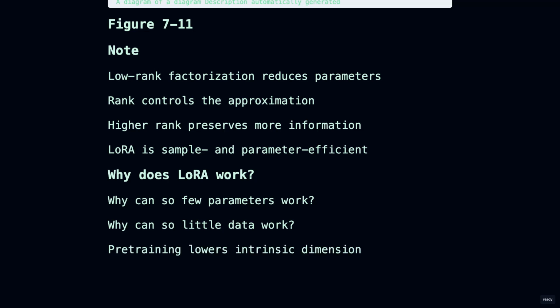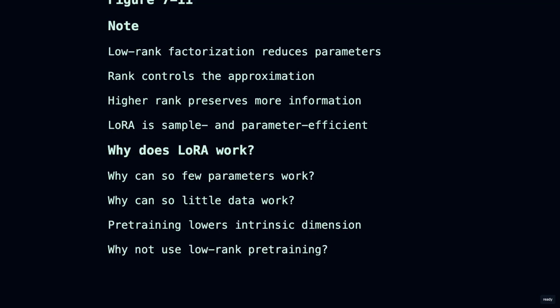One explanation is intrinsic dimension. The idea is that pre-training pushes the model into a compact representation, so downstream tasks can be learned with far fewer degrees of freedom. That leads to a follow-up question. If low-rank methods help fine-tuning, why not use them from the start during pre-training? In principle, that could reduce training cost even more.